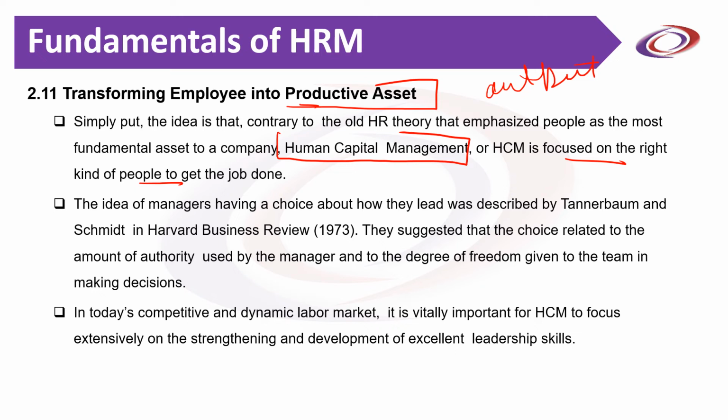So there are many researchers and theorists that have given their own ideas of how managers can manage their human capital. One among these was described by Tannenbaum and Schmidt. They suggested the choice related to the amount of authority used by the manager and the degree of freedom given to the team in making decisions.